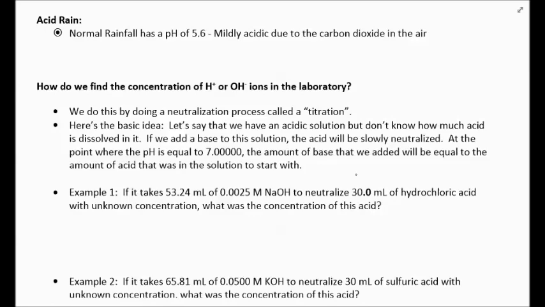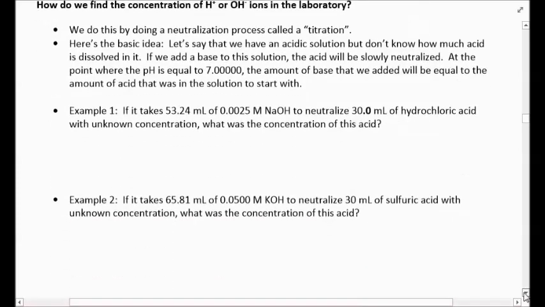So how do we go about finding the concentration of either hydrogen or hydroxide ions in the lab? The most common and easiest way for us to do this is by doing a lab process we call titration. And this is the lab we're going to be doing next class. So here's the basic idea.